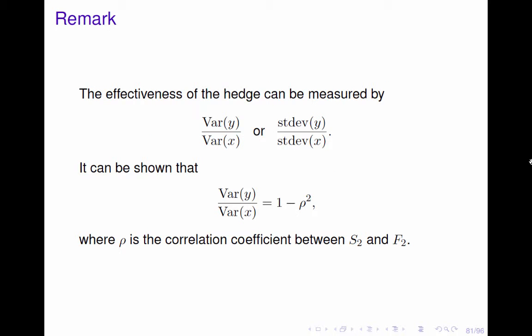The effectiveness of the hedge can be measured by the ratio of variance of Y and variance of X, or that of the standard deviation of Y and standard deviation of X. By the second expression of the optimal variance of Y given in the previous slide, we can easily get that the ratio of variance of Y and variance of X is equal to 1 minus the square of the correlation coefficient between S2 and F2.